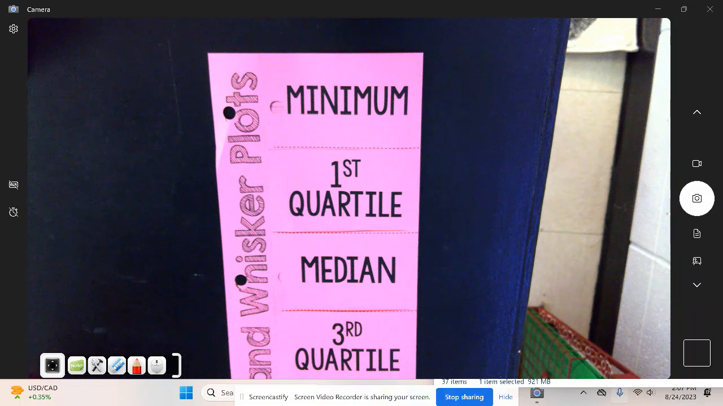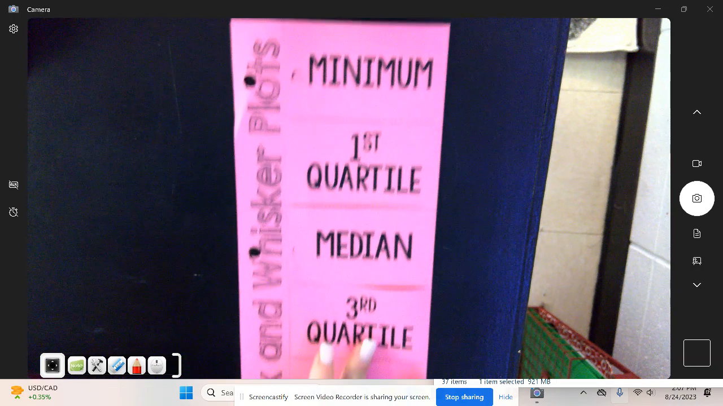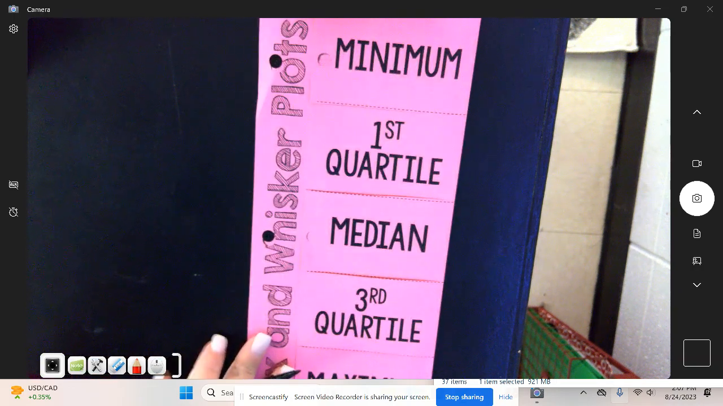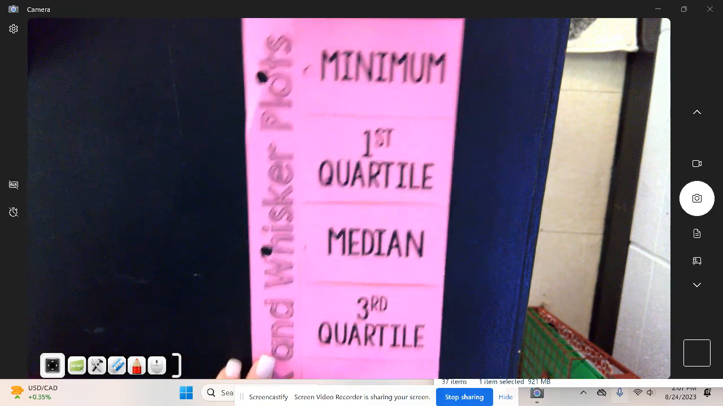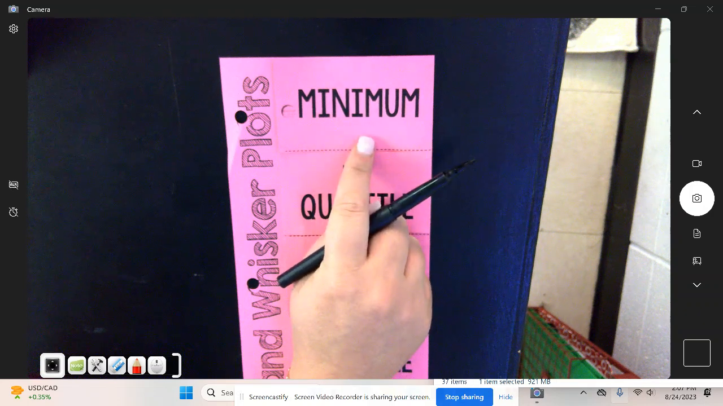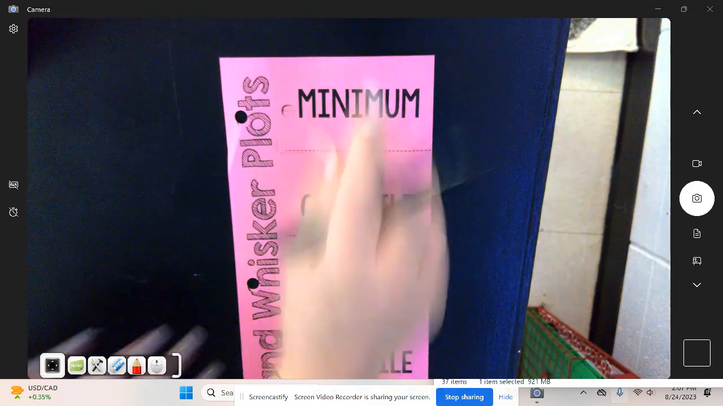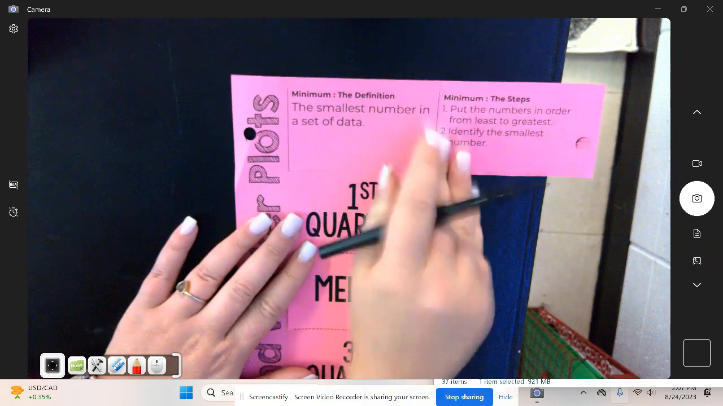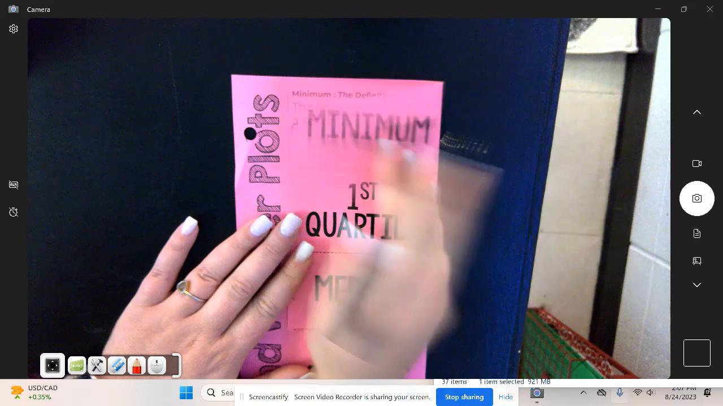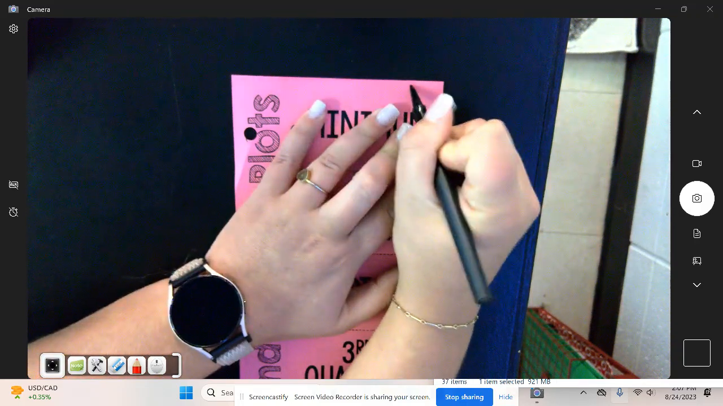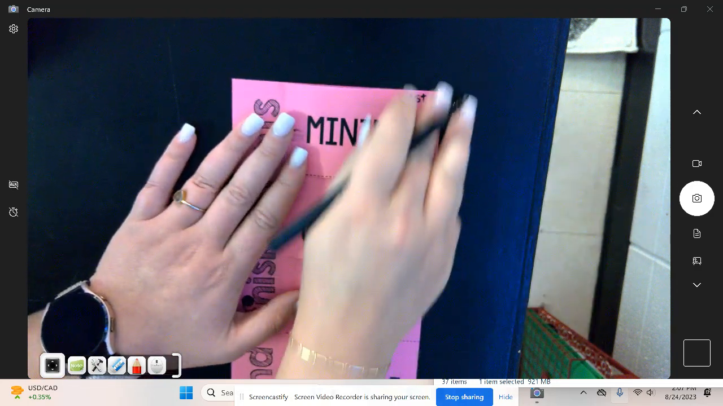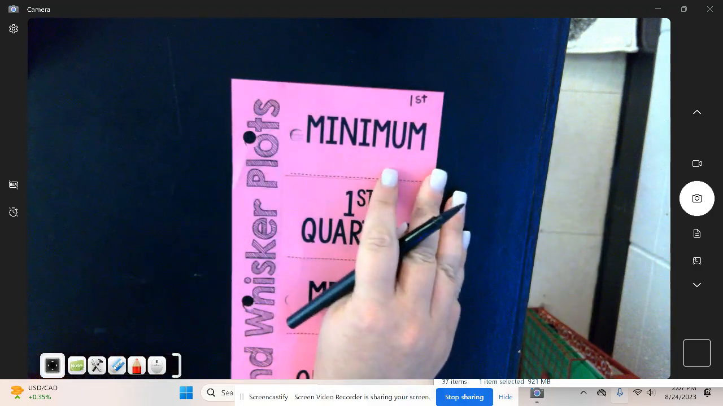All right, so in order to make a box and whisker plot, we have to have 5 different numbers that we use, okay? Some of these numbers we already know. You know the word minimum. What does the word minimum mean? The smallest. So if you open up your flap, the definition tells you the smallest number. This is the first thing that we're going to find, so I'm going to label it as the first. This is the first step, we're going to find the minimum.